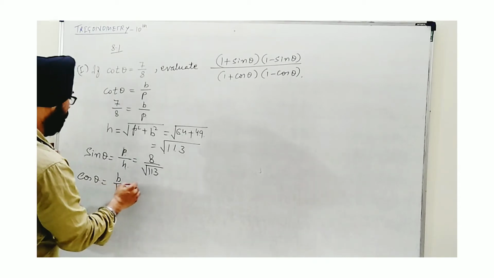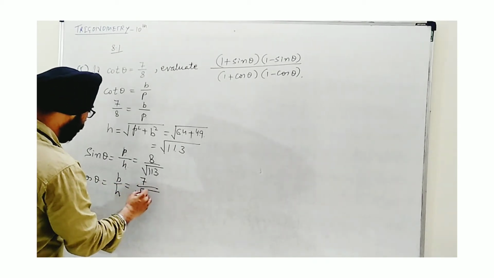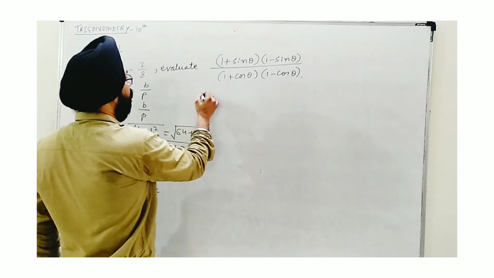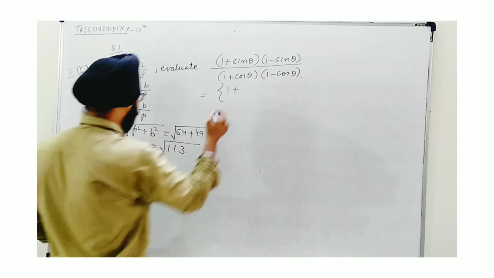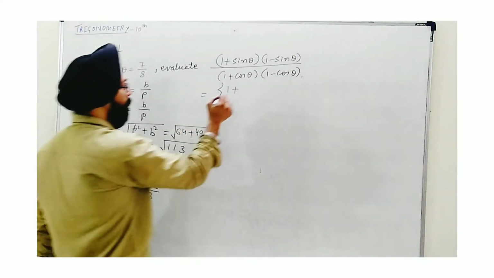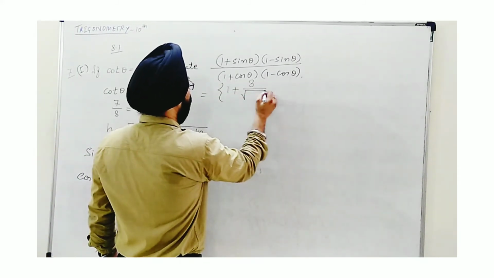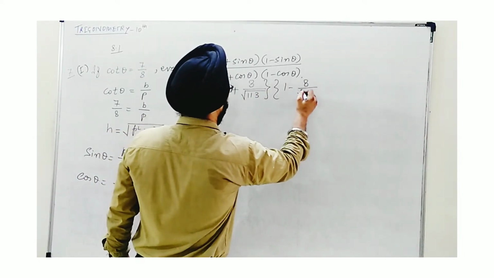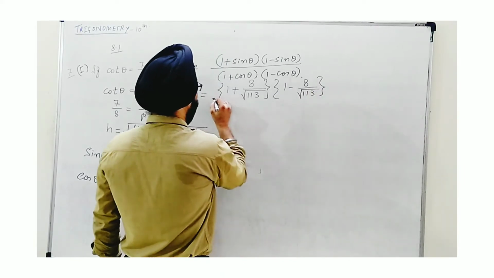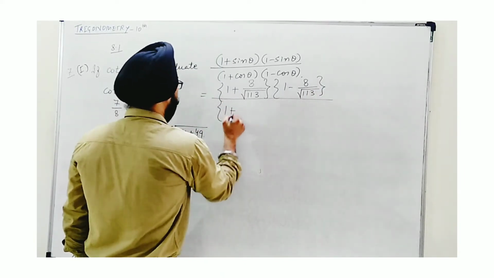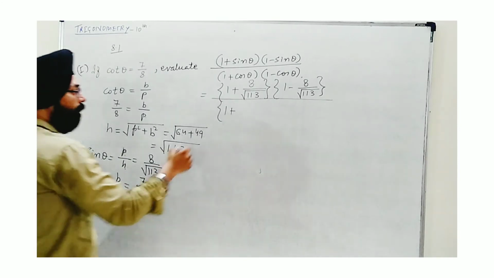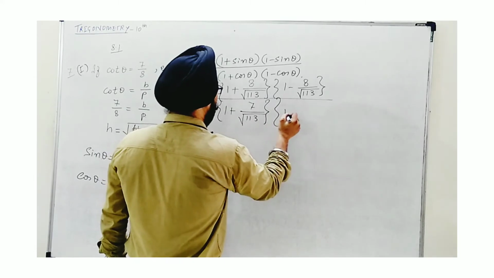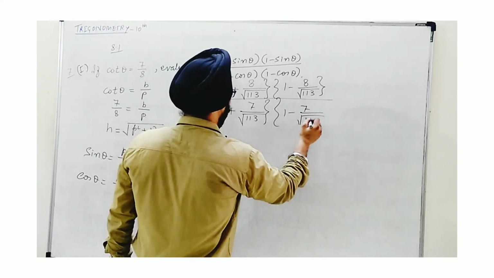So b we have obtained as 7 given and h is 113. Now we need this expression, so that's why we can put the value as 1 plus, wherever sin theta, we can put this value as 8 upon root 113. 1 minus will be 8 upon root 113 once again. In denominator, 1 plus cos theta, 7 upon root 113. In both brackets, we will put the same value.